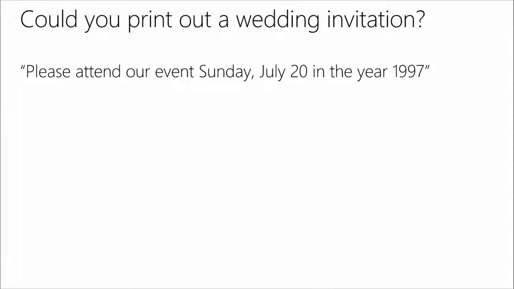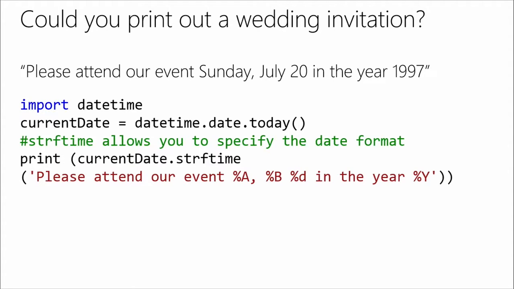Almost. Okay. So then, taking this one step further, could you print out a sentence like, please attend our event on Sunday, July 20, in the year 1997? Just to show you that you really can be very specific in terms of how you display your date. So yes, you do have a lot of formatting options.